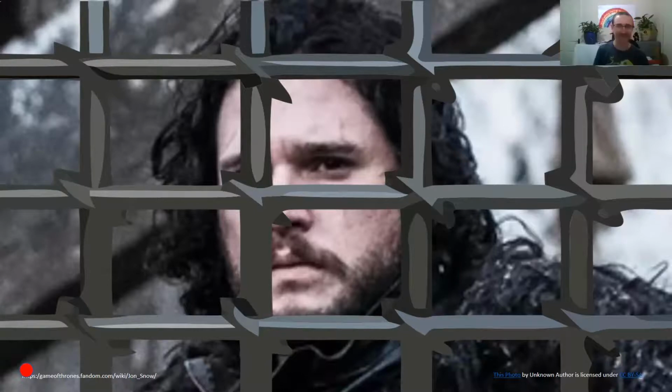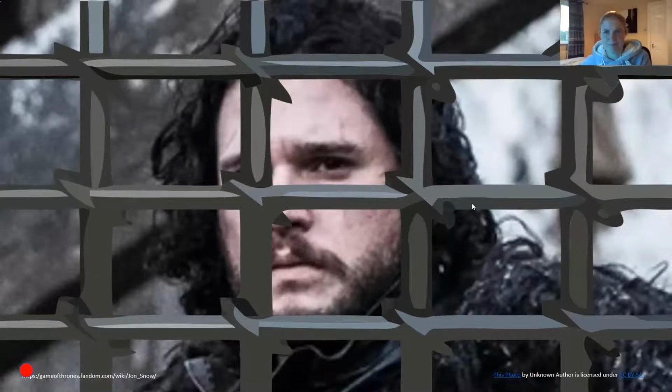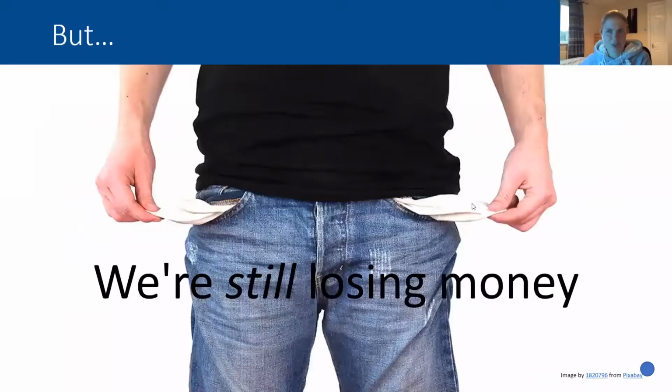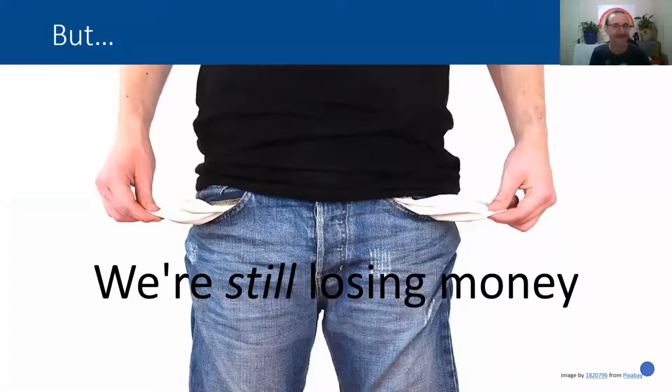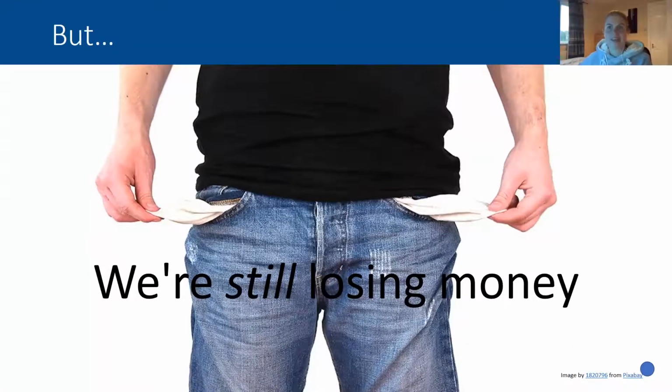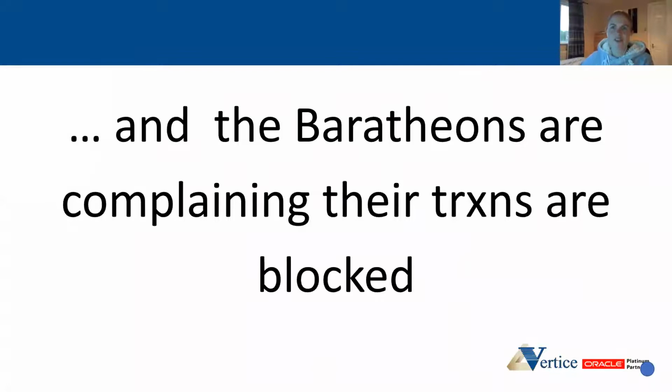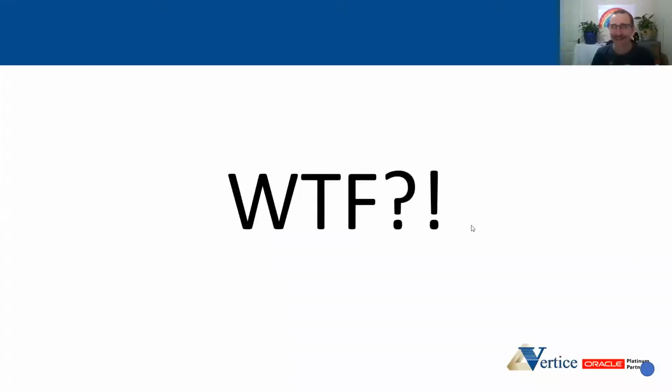Okay, cool. But this is really good, Chris. Yeah, but I've got a problem. You've got a problem? We're still losing money. I said we're still losing money, and just to add to the problems, the Baratheons are really, really unhappy because these rules that you've put in place are stopping their transactions from getting through. Okay, so why are we still losing money, Chris?